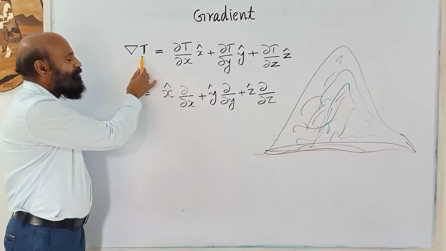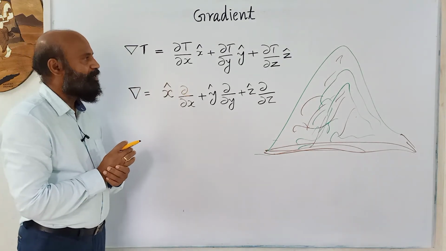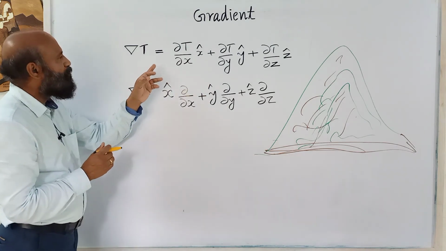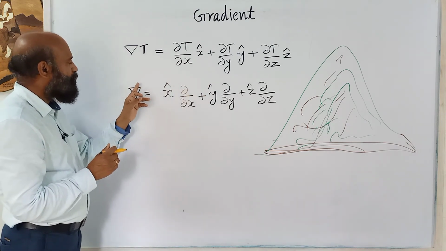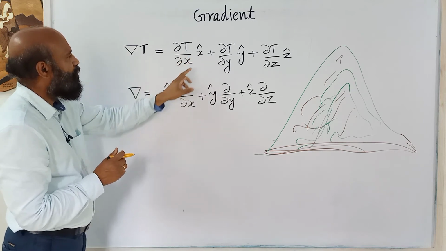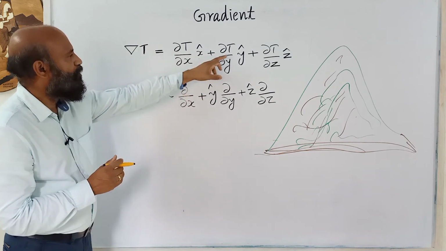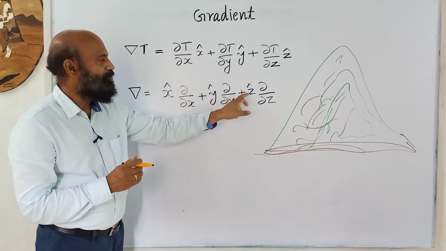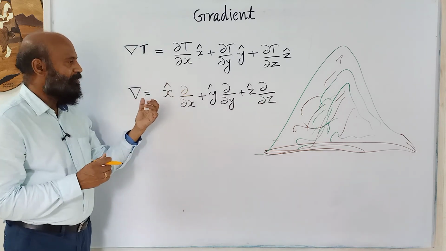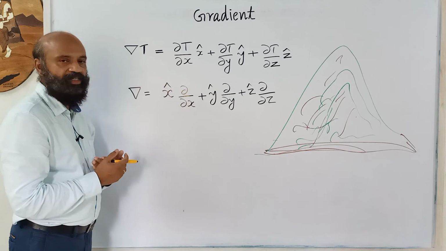So this is the gradient of temperature. Temperature depends on 3 variables, x, y, z. Now this is the operator called del. This is the gradient of temperature. Now x cap dou by dou x plus y cap dou by dou y plus z cap dou by dou z. So gradient is a vector. That means it will have both magnitude and direction.